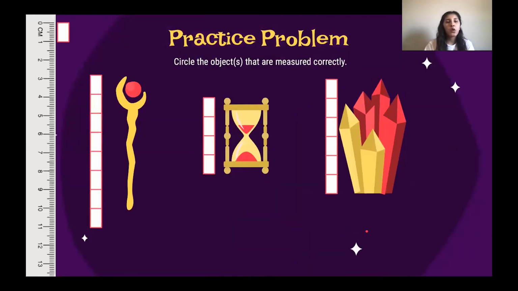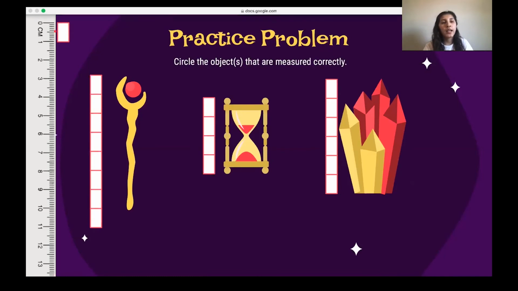Okay, so now it says circle the objects that are measured correctly. So you don't have to go ahead and copy them, but look at the objects and think which ones look like they're being measured correctly. And then you can go ahead and point at the 1 or the 2 or 3 objects that you think are measured correctly. So remember, the starting point is the highest and the ending point of where you're going to stop measuring is the lowest. So look at the very highest and the very lowest.